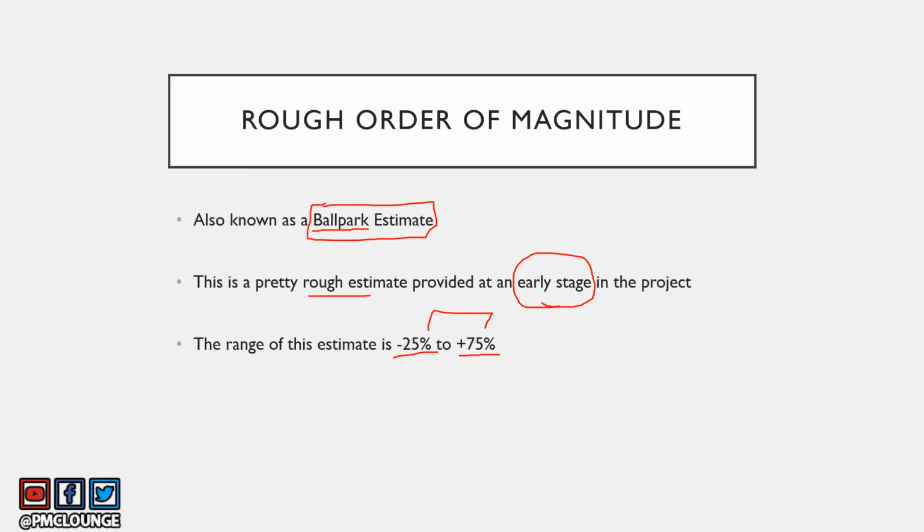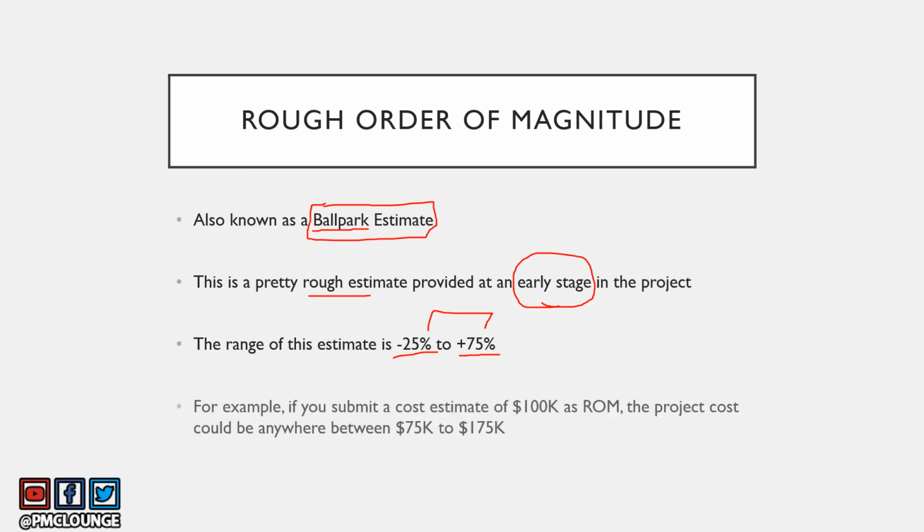This is the range you are dealing with when you talk about ROM or the ballpark estimate or the rough order of magnitude estimate. So what this means is if you submit a cost estimate of 100,000 US dollars, if this is your ROM, the actual project cost could be anywhere between 75,000 US dollars to 175,000 US dollars. Minus 25% to plus 75%. And again, this is something that you are submitting at the very beginning of the project, and thus this long range is allowed in the rough order of magnitude. It is a ballpark estimate.